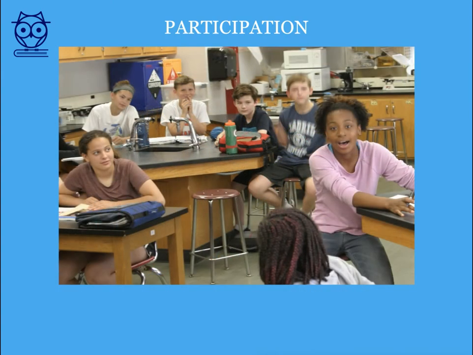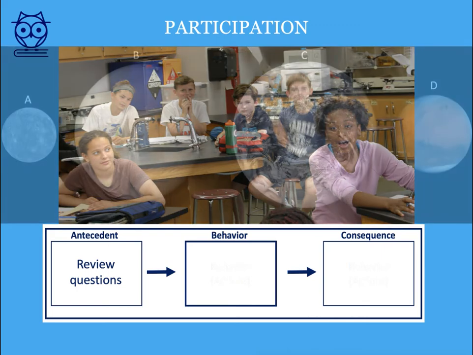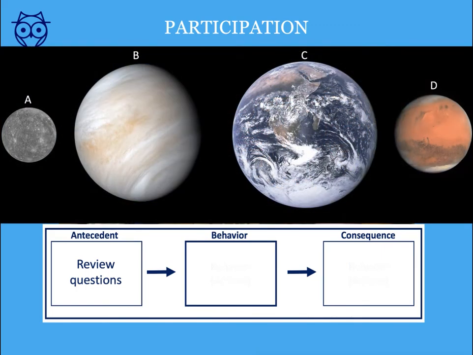Now let's look at how different types of student participation fit into the ABC model of behavior consequences, and how to use participation with the effort scoring app. The antecedent is the teacher presenting some review questions. The teacher asks the students to answer these questions. What are the names of these planets, and what is one fact about each planet? The teacher gives the students a few minutes to discuss the questions with their Think, Pair, Share partners.